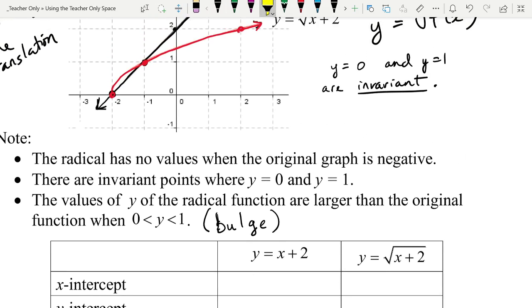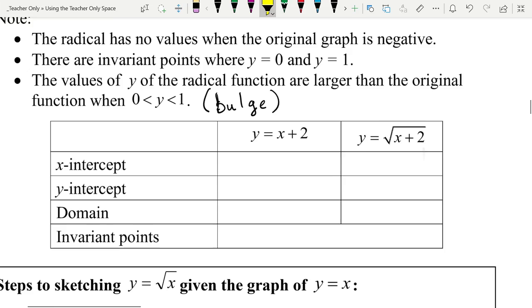Here's the bulge right here. For that space between 0 and 1 in the y direction, the square root is bigger than the original graph. So it kind of bulges past it. That's an important point that we will look at on some future examples here.